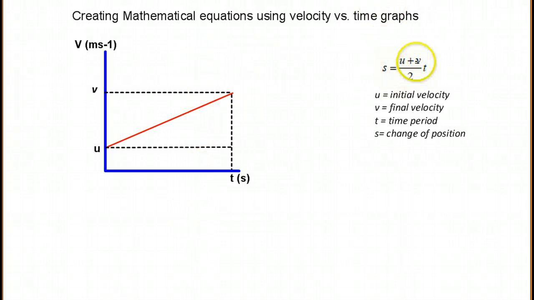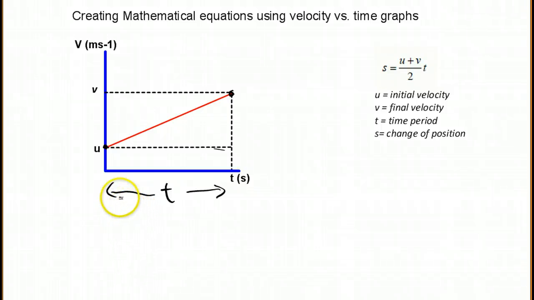This is the equation we're going to derive: s equals u plus v over 2 times t. And v is your final velocity for the time period, so this is how fast I'm going at the end. And then u is how fast I was going at the beginning, and this is the time period over which that occurred. Now, for this, we're assuming essentially that the bottom is 0 speed and 0 time.